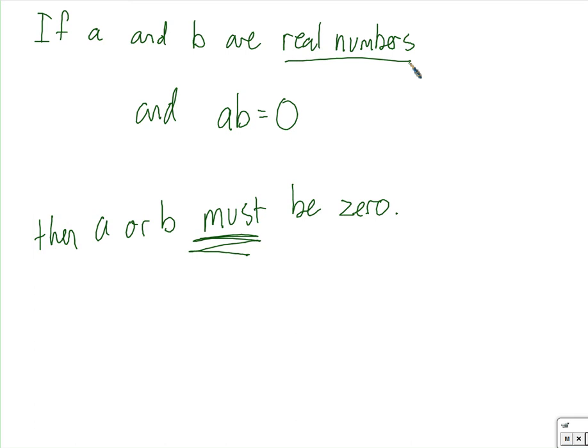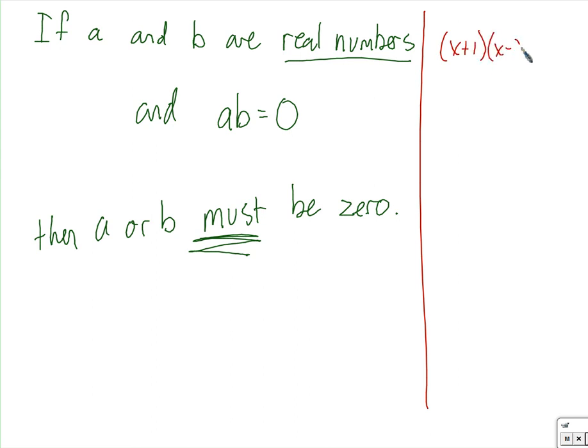We could say something like, well, anything times zero is zero. Well, can I multiply by something else and get zero? No. There's only one way to multiply and get zero, and that is to multiply by zero. Which is really fantastic, because let me show you an example of when this is useful.